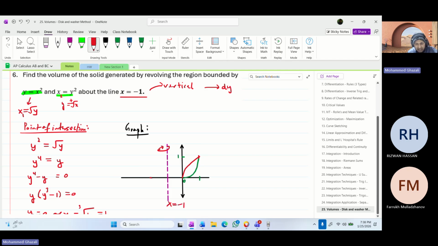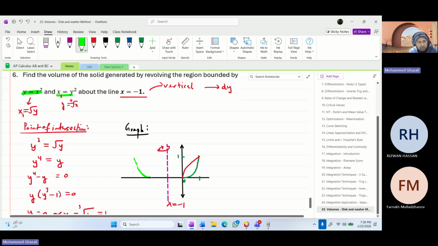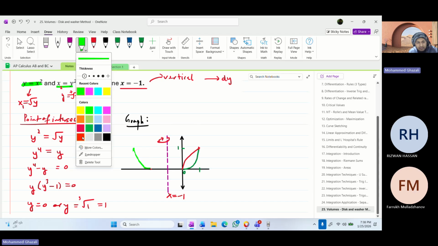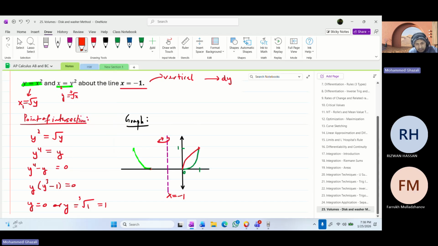If you're going to rotate about that line, see this green portion here? You'll get something like this over here, a little bit more curvature. Spin this a little bit more. And look at this piece over here. There's a red piece here, and I'm going to put it on this side. Put it in red. Okay, so this piece is there.